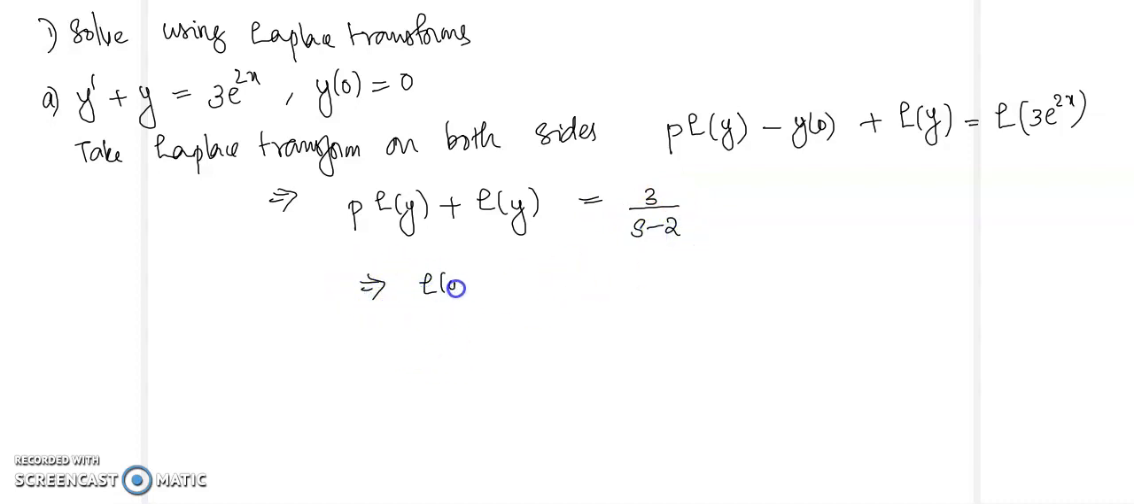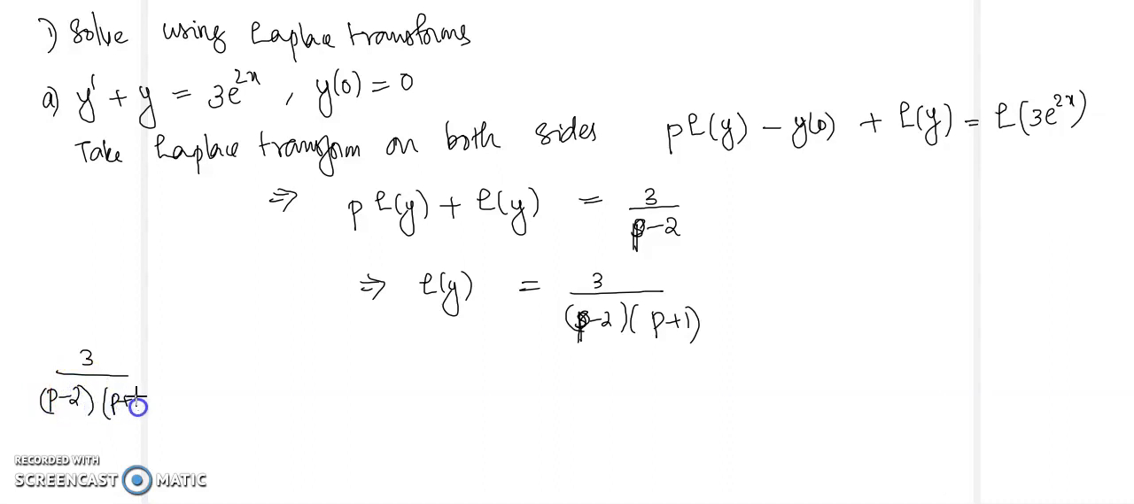So therefore L of y will be equal to 3 by p minus 2 into p plus 1. So now let us reduce this into partial fractions. So 3 by p minus 2 into p plus 1. So let us put it in the form a by p minus 2 plus b by p plus 1. So 3 will be equal to a into p plus 1 plus b into p minus 2.